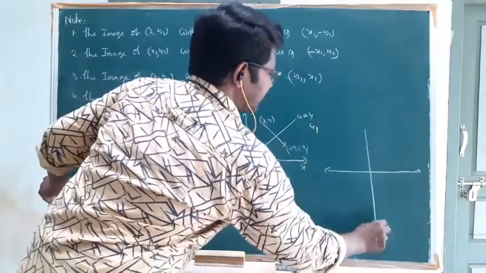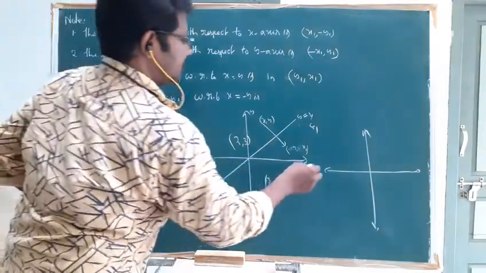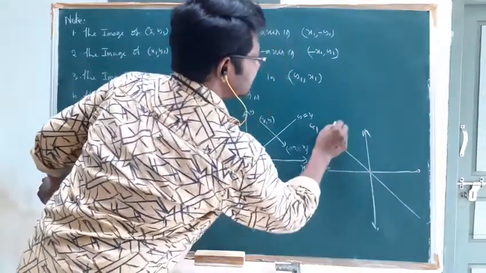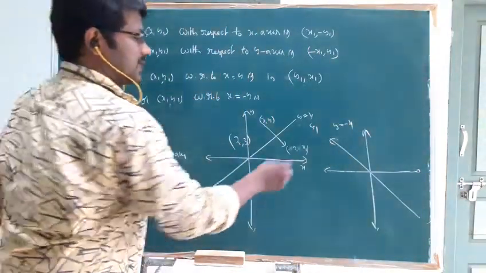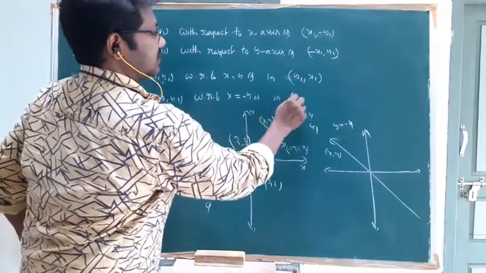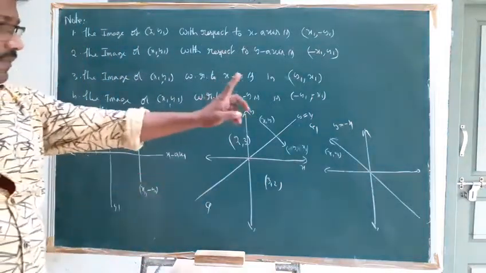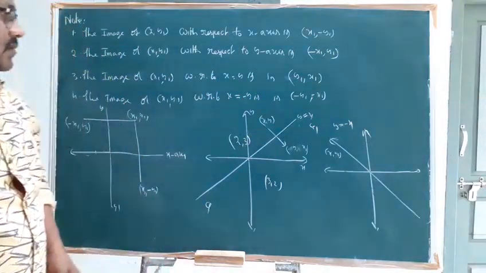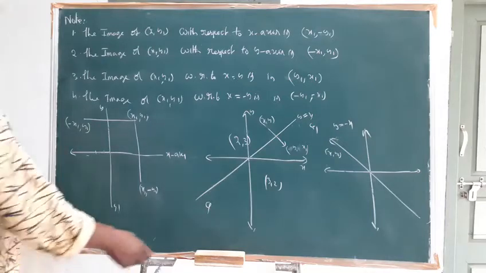Next, x-axis, y-axis. Next, image of x1, y1 with respect to y is equal to minus x. What about x1, y1? Here interchange gives minus y1 comma minus x1. So all the images of points we can find by using this. Children, so for example, take a point.